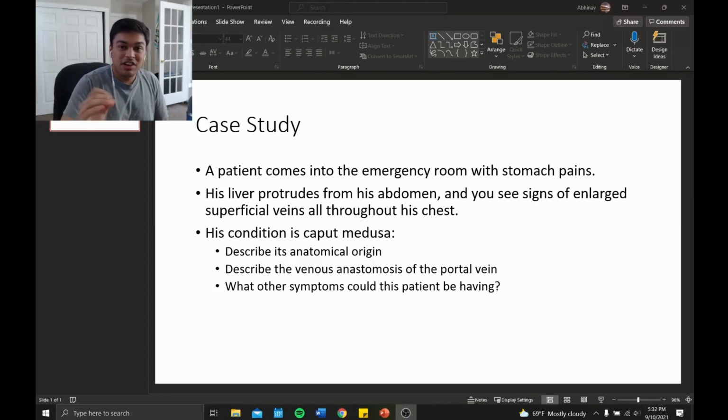My name is Abhinav. I'm a first year medical student, and today I want to go through a case study about some topics that I've been learning about in school. Today I want to go over some of the venous drainage systems in the abdomen.